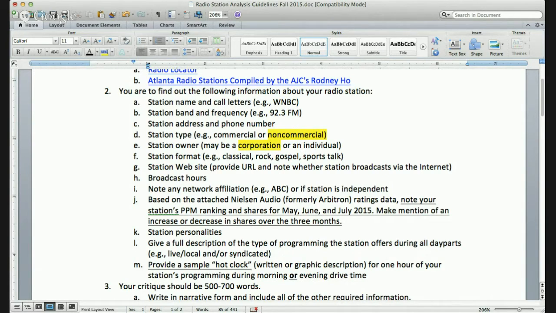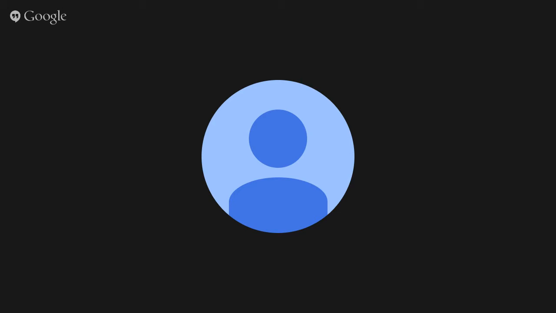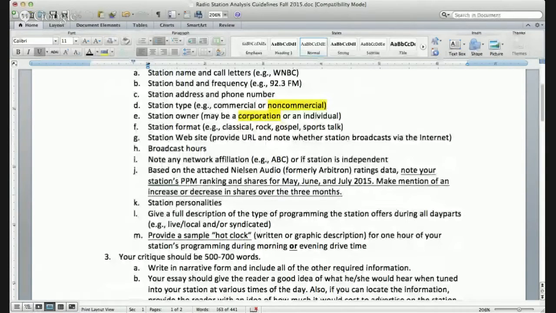Moving forward, you're going to look at the station format. Is it rock? Is it gospel? Is it jazz? And whether you have a website. Note the broadcast hours. Most of these stations that you choose, although some of you may pick some of the AM stations, have 24/7 broadcast. Just be sure to include that. Moreover, you may have some who cut off the air at midnight and don't have programming overnight.